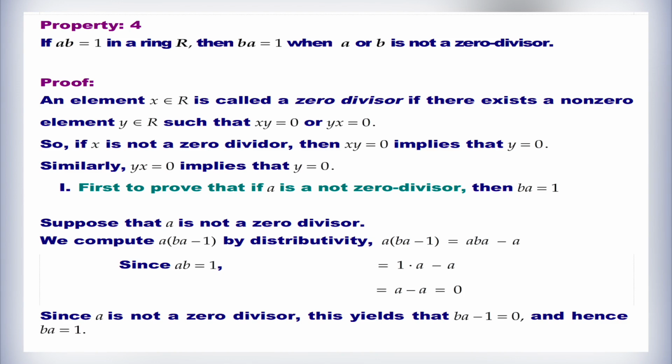First, to prove that if A is not a zero divisor, then BA equal to 1. Suppose that A is not a zero divisor. We compute A into BA minus 1 by distributivity. A into BA minus 1 can be written as ABA minus A. Since AB equal to 1, it is equal to 1 into A minus A, that is equal to A minus A equal to 0. Since A is not a zero divisor, this yields that BA minus 1 equal to 0 and hence BA equal to 1.